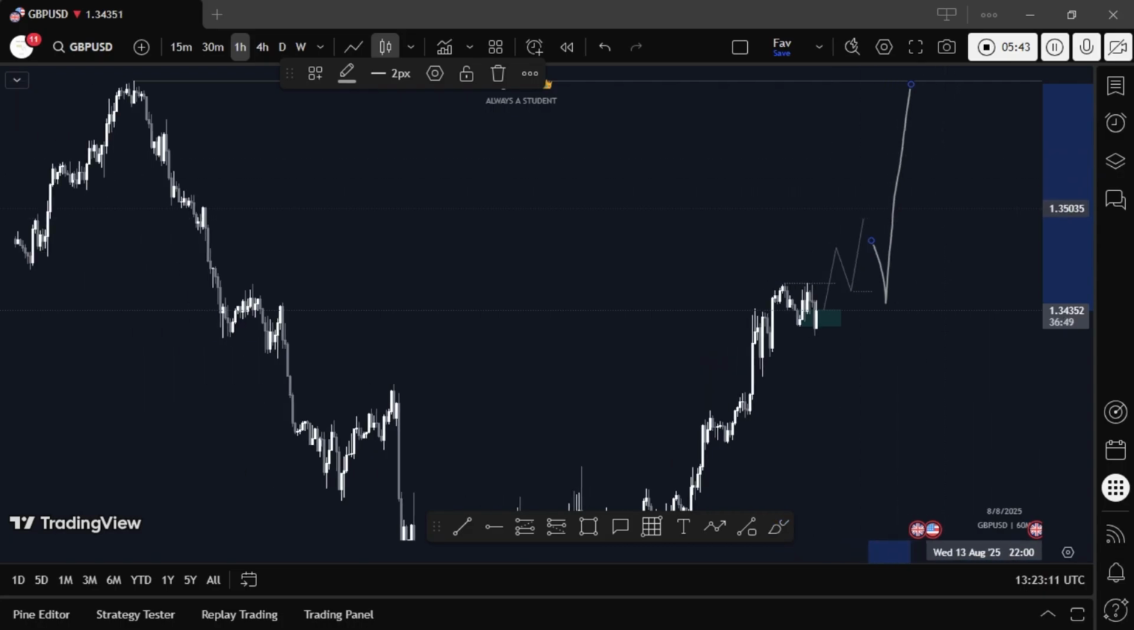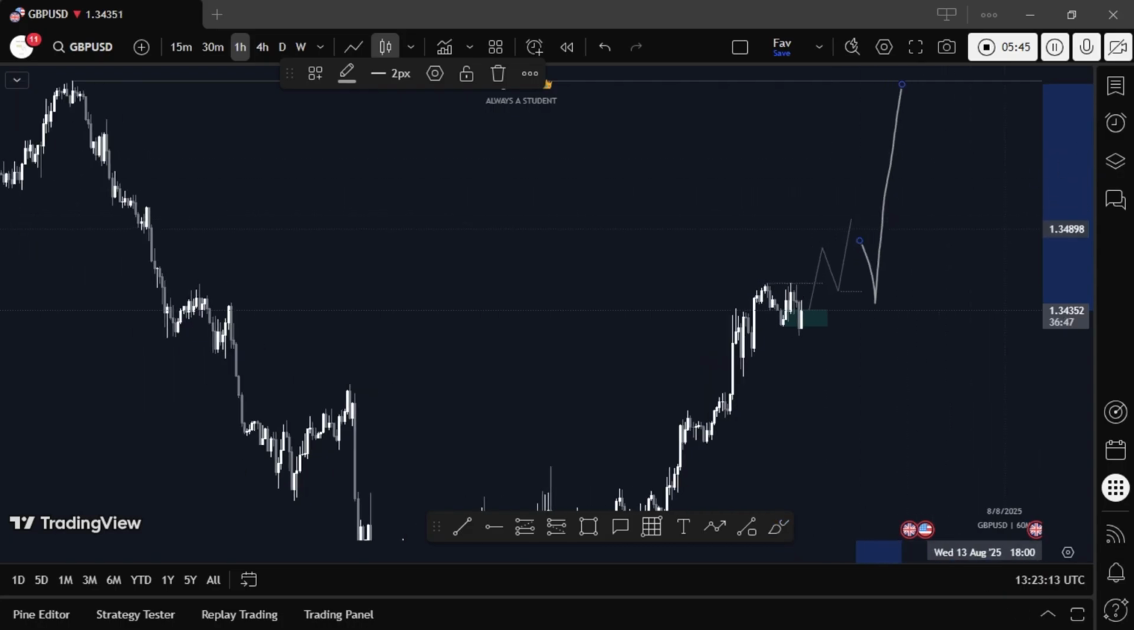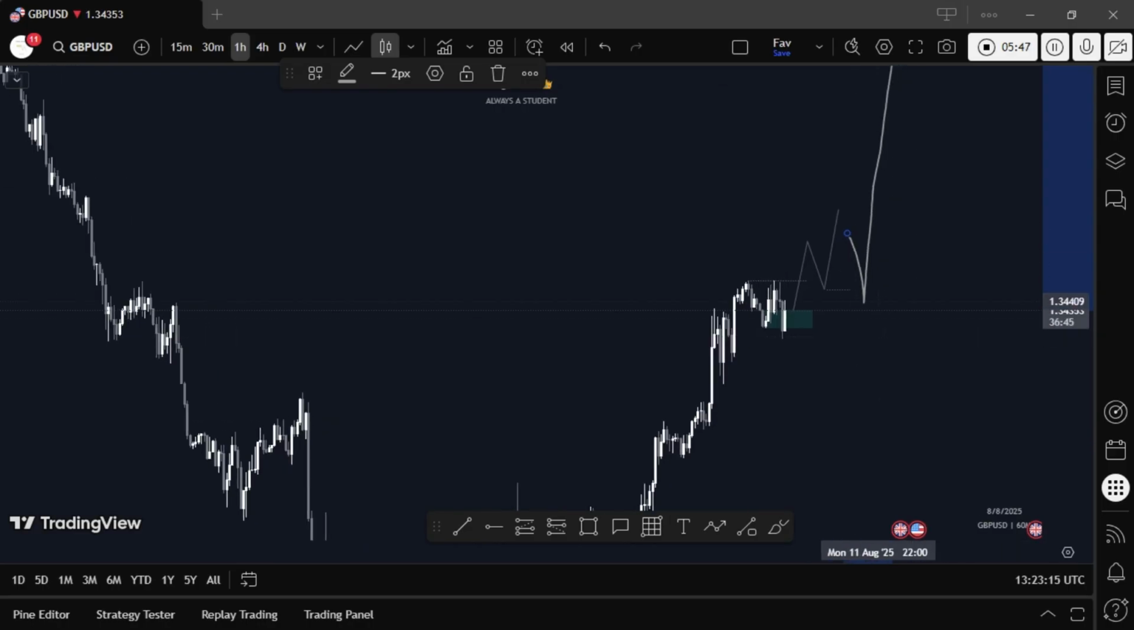So this is it on GBP USD. There's nothing more. I'll keep you posted. Thank you.